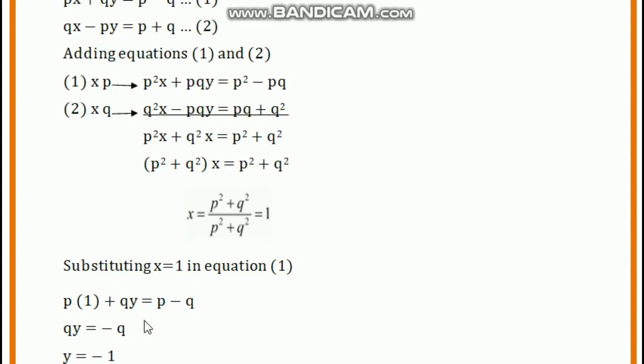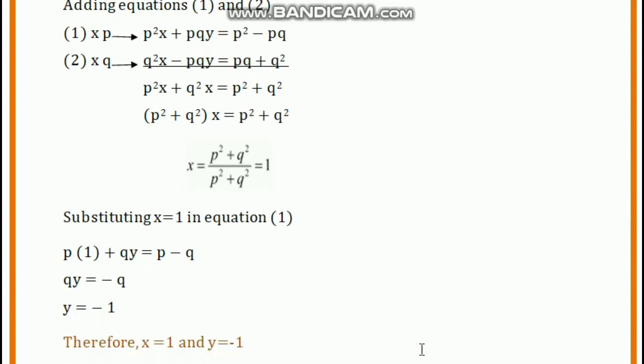So minus p plus p will be cancelled, and the remaining is minus q. Then this q transposes to the right hand side, and you get y equal to minus q divided by q. Then the value of y is minus 1. Therefore the value of x is 1 and the value of y equal to minus 1. Students, I hope you all understood this concept.